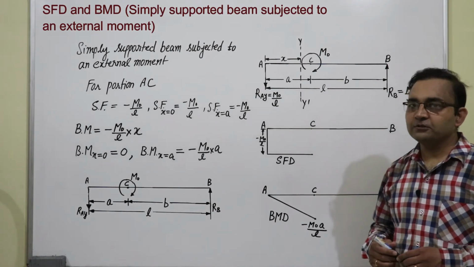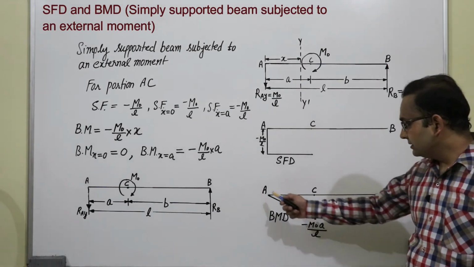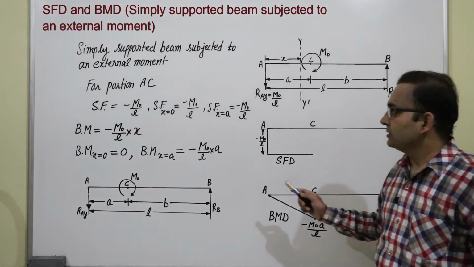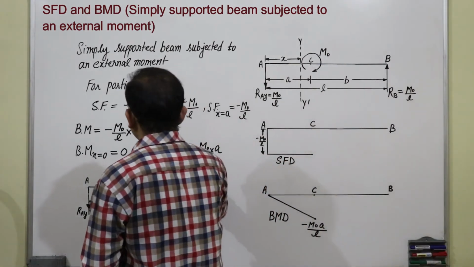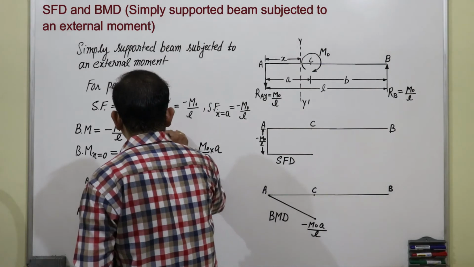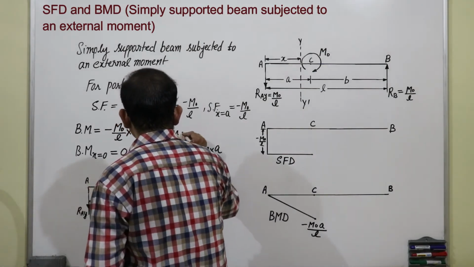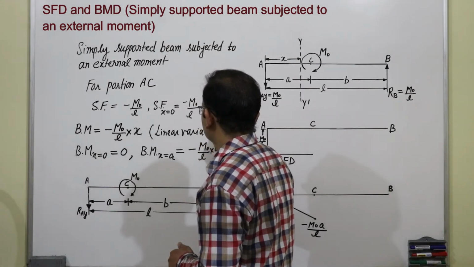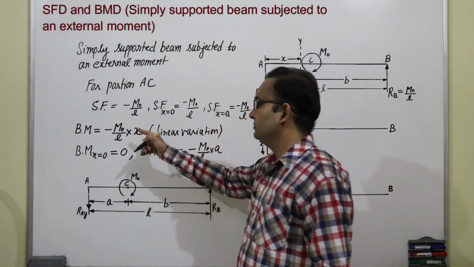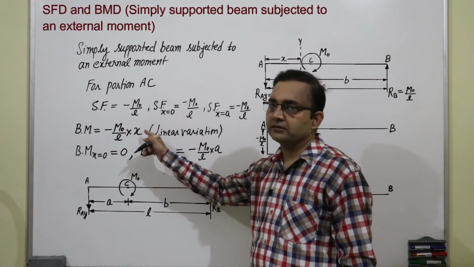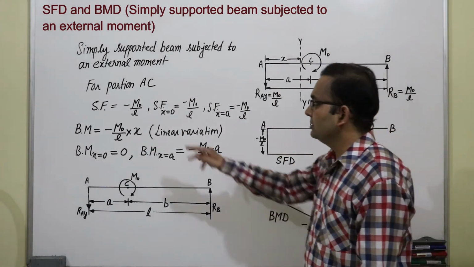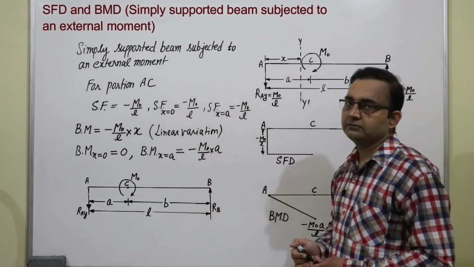I have one question to students. So why is this a straight line? This is a straight line because it is linear variation, because we are seeing here only x, and shear force is constant because there is no x.